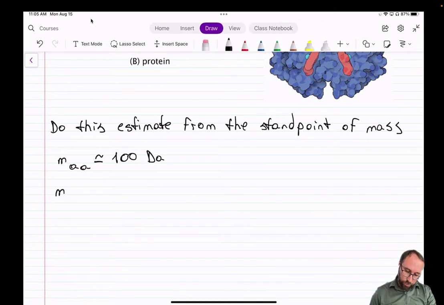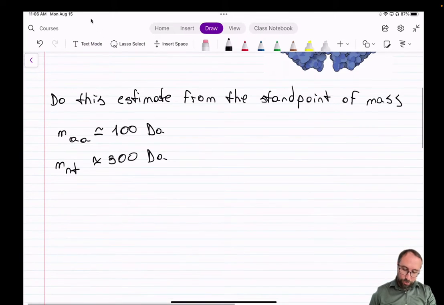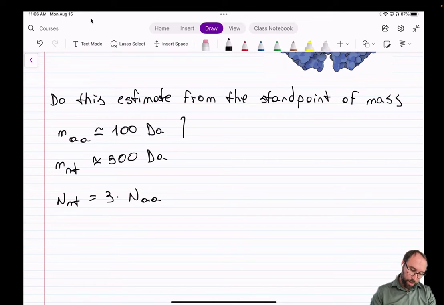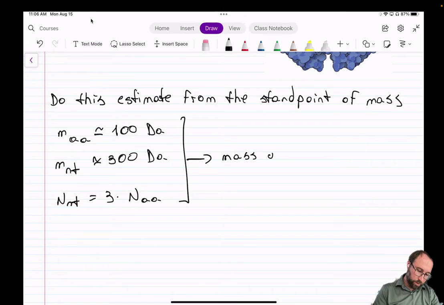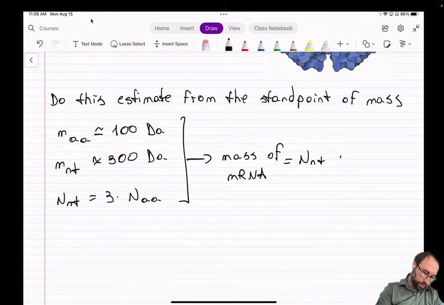Now, the mass of a nucleotide is on the order of 300 daltons. And also, remember that the number of nucleotides coding for a protein is 3 times the number of amino acids, right? So what does this tell us? This tells us that the mass of mRNA is the number of nucleotides times the mass of the nucleotides.